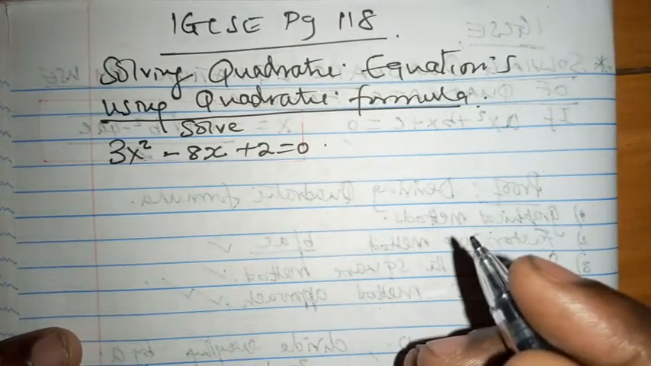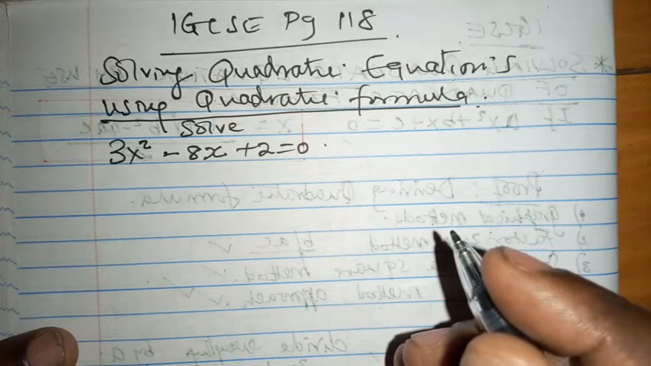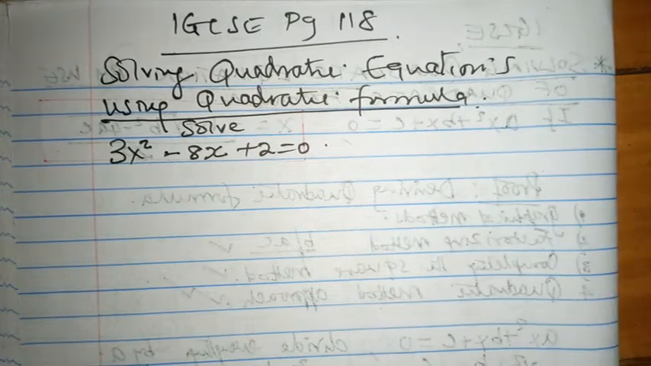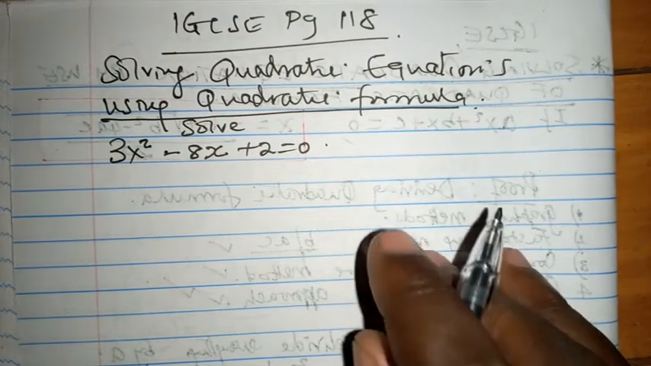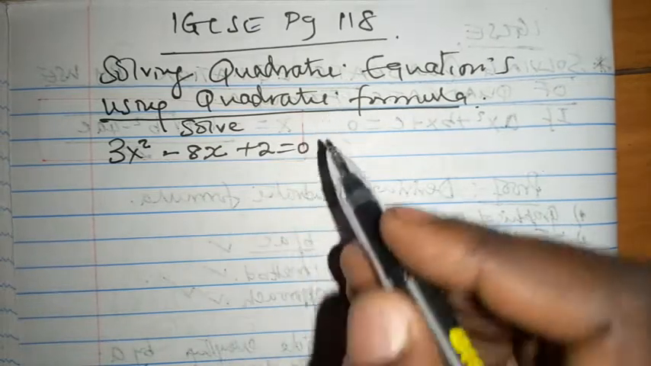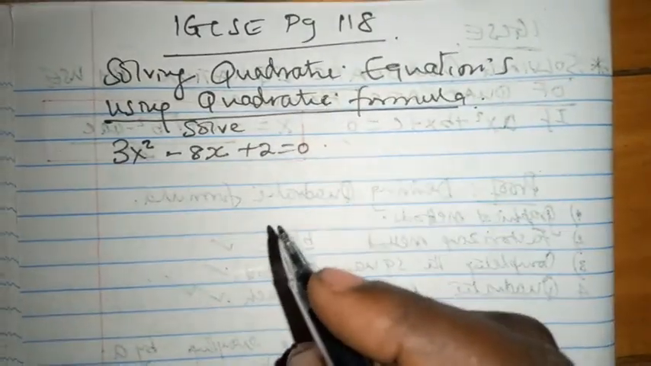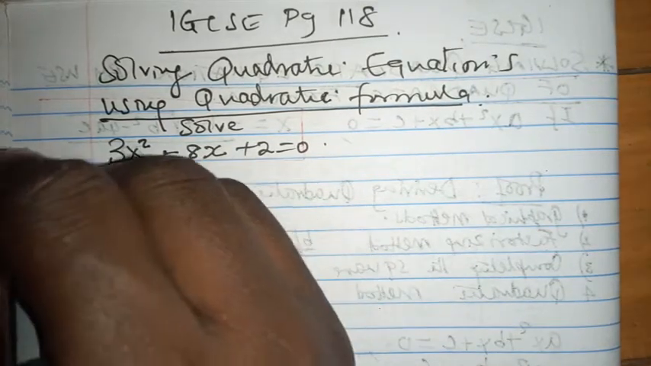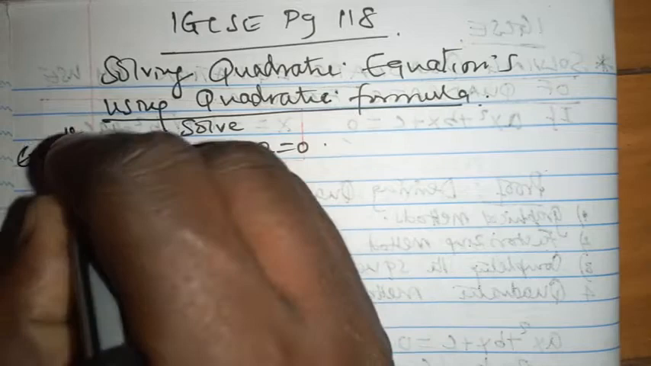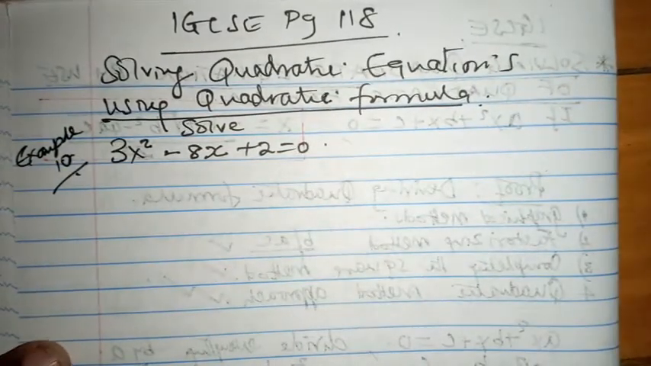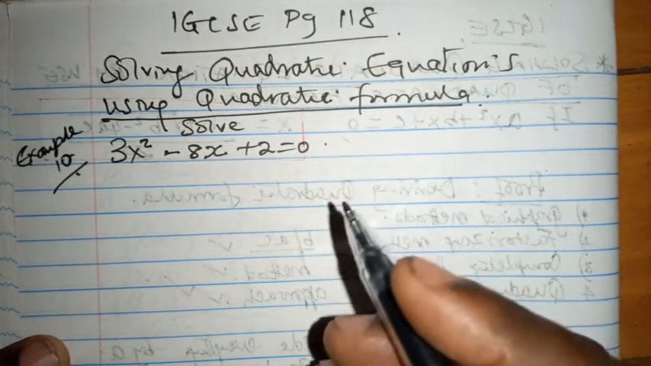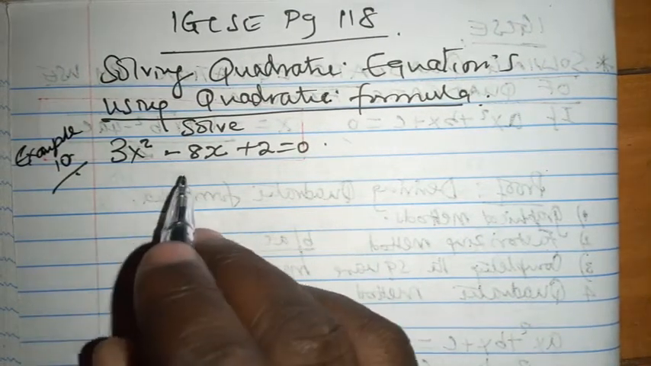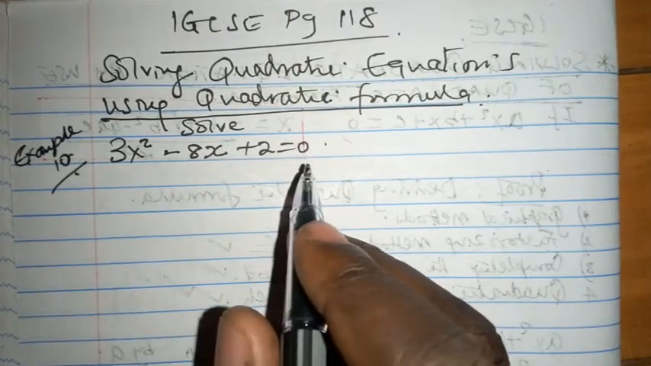Having now understood how to derive the quadratic formula, we need to go further and know how to use the quadratic formula, or the application of the quadratic formula. And we go direct to example 10. This is example 10 on page 118 of IGCSE, and we are saying that we need to solve 3x squared minus 8x plus 2 is equal to 0.